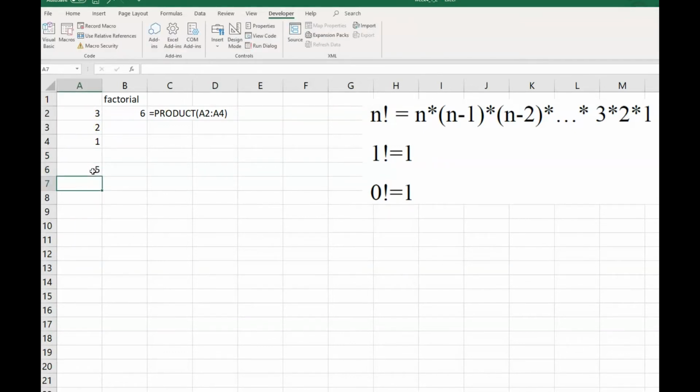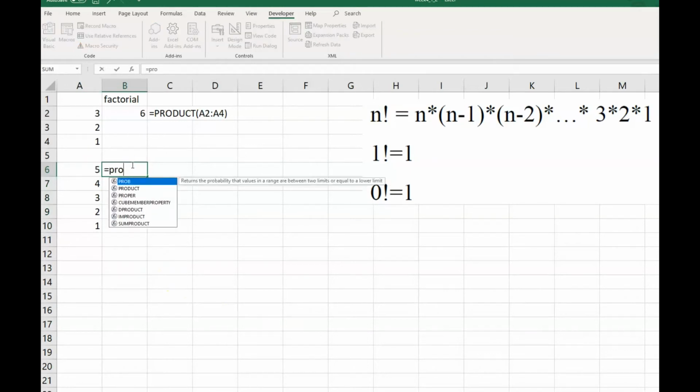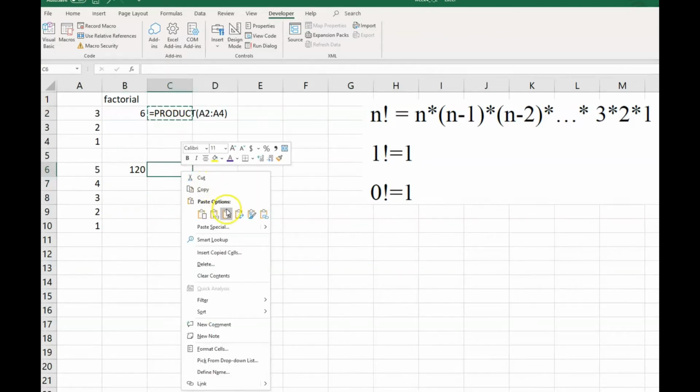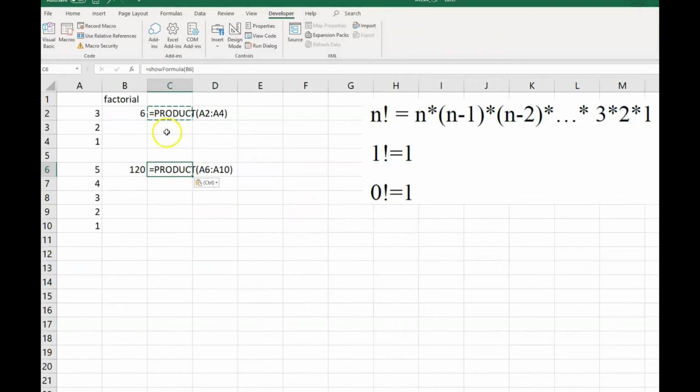Suppose we calculate 5, right? So 5, 4, 3, 2, 1. So we have 5 numbers. Exact same thing. We type product and include everything. I'm going to use show formula, right? So it's product A2 to A4, we include 3 numbers, and the product we include 5 numbers.